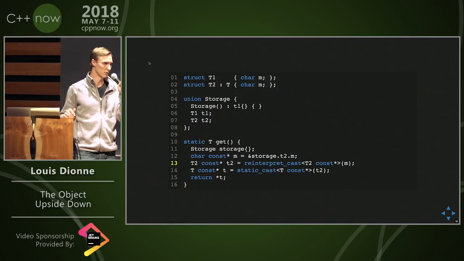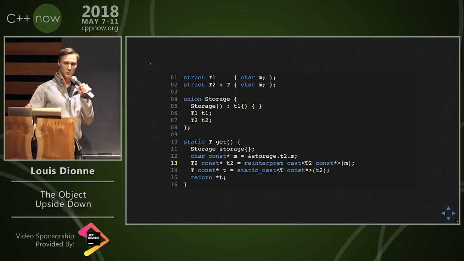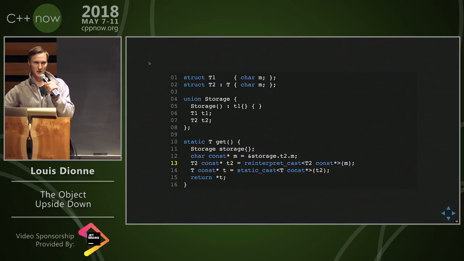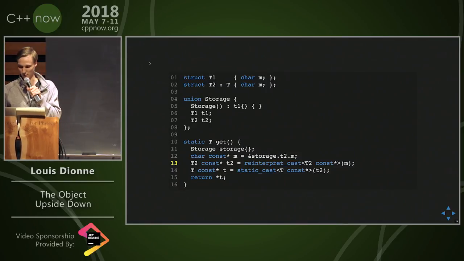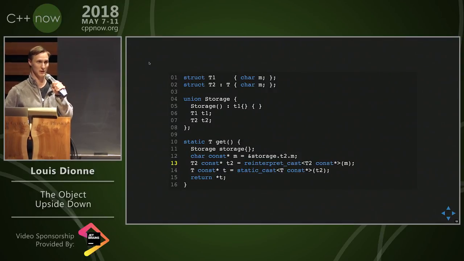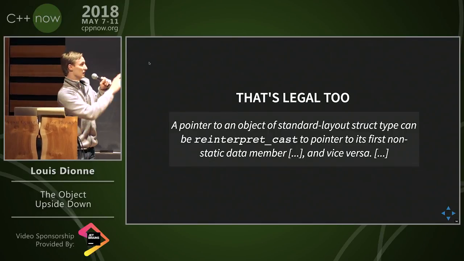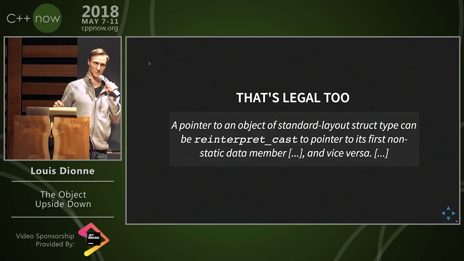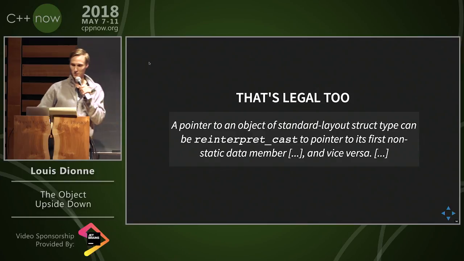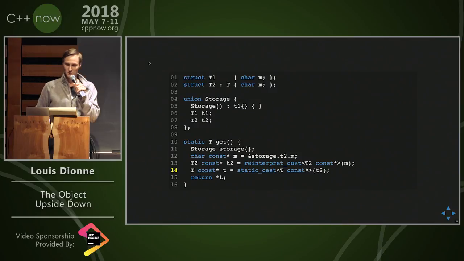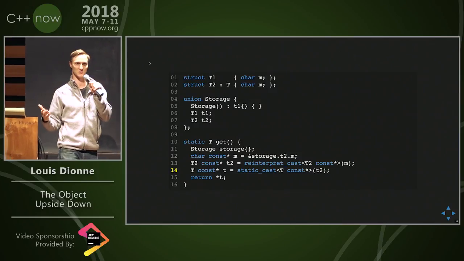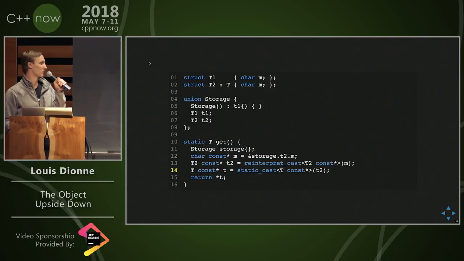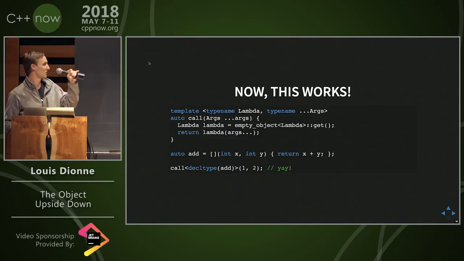All right. So I've got my M here, which is part of T2. Then I reinterpret cast M to the actual T2. I'm basically taking M, which is the first member, and casting it to the type that encloses it, that contains it. And that's actually legal too, because if I have a pointer to an object of standard layout type, I can reinterpret cast it to its first member and vice versa. So that's not a problem. Now I've got a T2. I'm real close. Then I take my T2 and just static cast it to its base class T. I can do that. Now I've got a pointer to my T and that's what I return. So now this works.